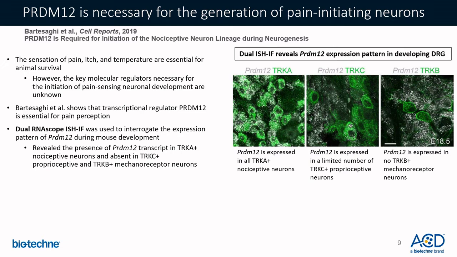So they used RNAscope to confirm the knockout model of PRDM12 and also visualize neuronal specific expression in these developing DRG. Overall, the results of this paper provided information to the researchers on a potential target for therapeutic approaches aiming at the modulation of these pain perceptions. In this paper, as you see, they actually used the dual-ISH IF workflow, where they could simultaneously look at the PRDM12 RNA target along with the TRKA antibody on the same tissue section. I will discuss more about this workflow later in the slides.